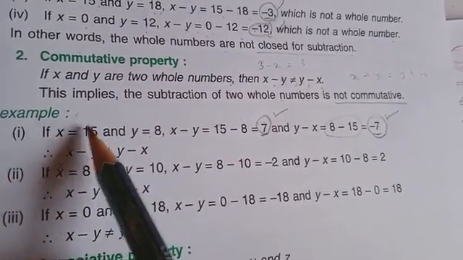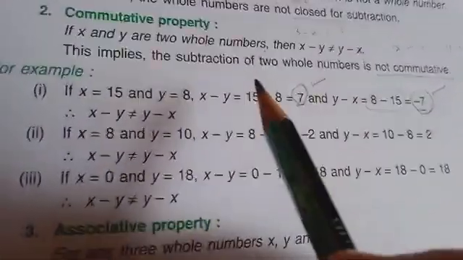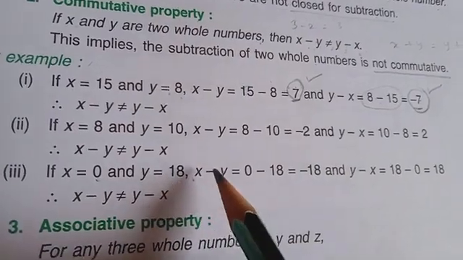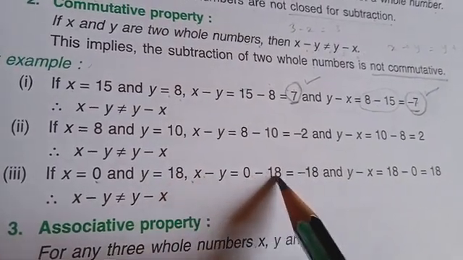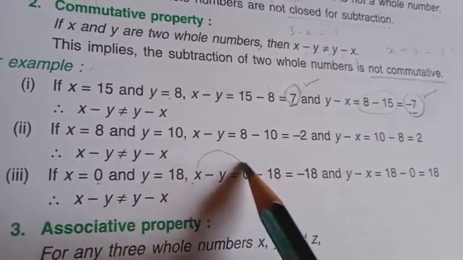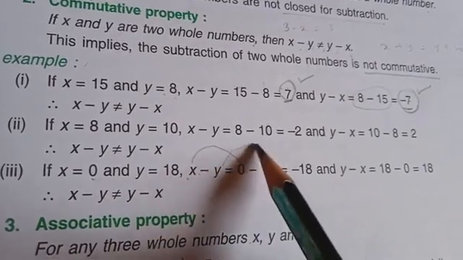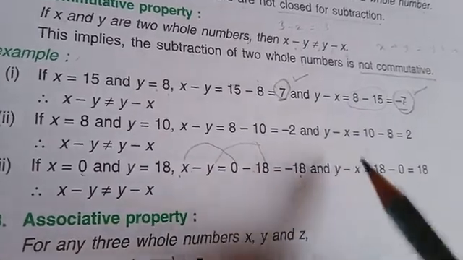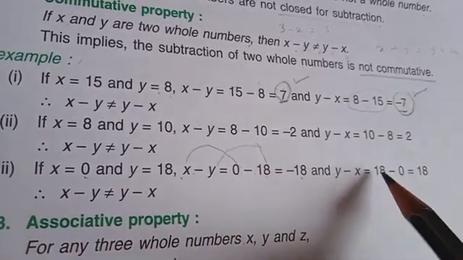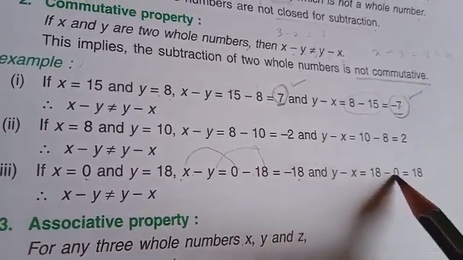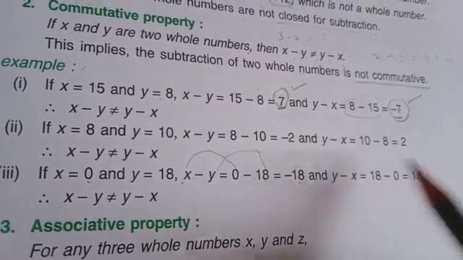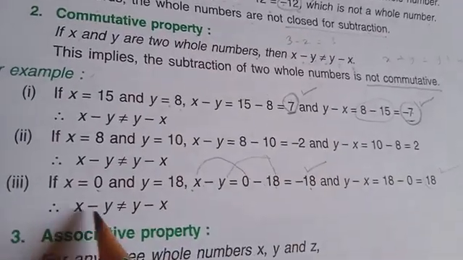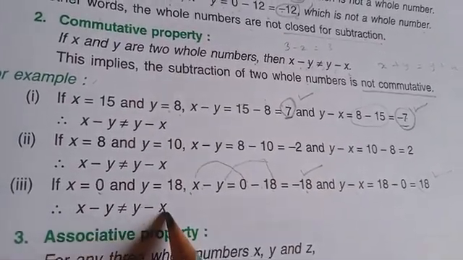It means you have to check the values of x and y. So let's see this example. x is 0, y is 18. So x minus y is 0 minus 18, because the value of x is 0 and the value of y is 18. If we do y minus x, y is 18 and x is 0. So 18 minus 0 is 18. So it is minus 18 and it is 18. So again we say that x minus y is not equal to y minus x.